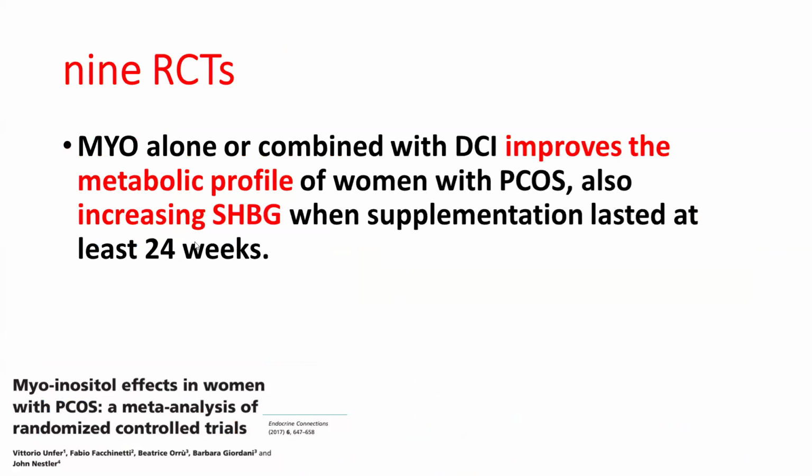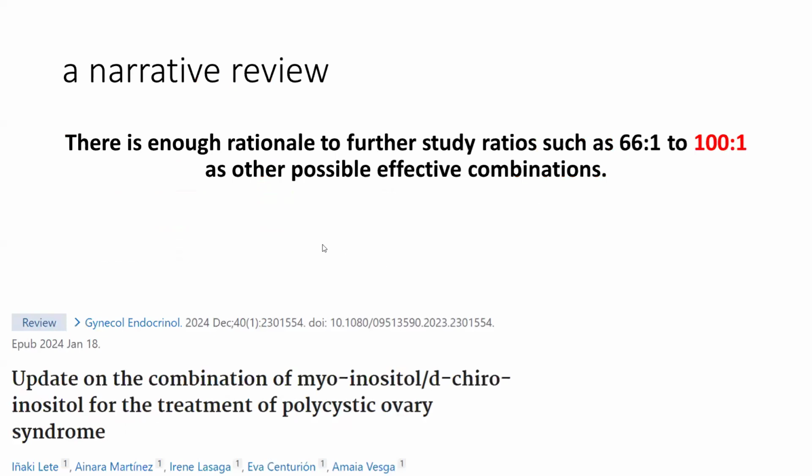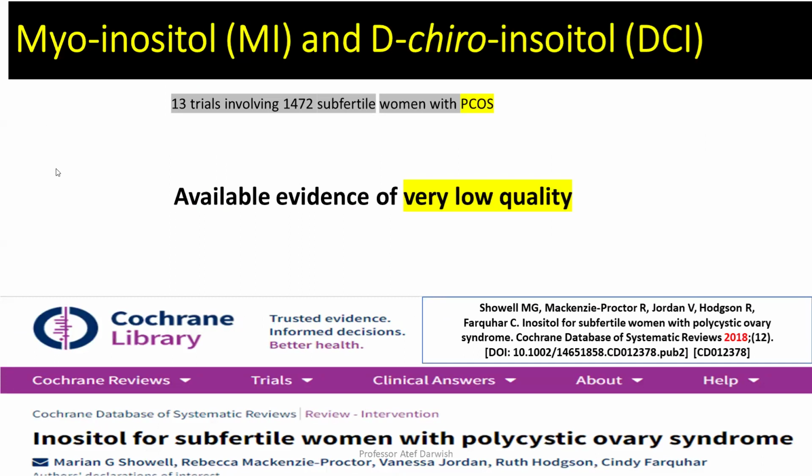And 9 randomized controlled studies found that inositol alone or combined with D-chiro-inositol in the normal 40:1 ratio improves the metabolic profile, increases sex hormone binding globulin, and decreases testosterone and hyperandrogenemia for at least 24 weeks in this study. Another study compared different concentrations and found that 40:1 is the best concentration to achieve success of this combination. A narrative review found there is enough rationale to further study other ratios. As I told you, in the follicular fluid it is 100 to 1. Why not test this concentration to make the D-chiro-inositol as low as possible? And the Cochrane library found very low quality studies despite the study of 13 trials.